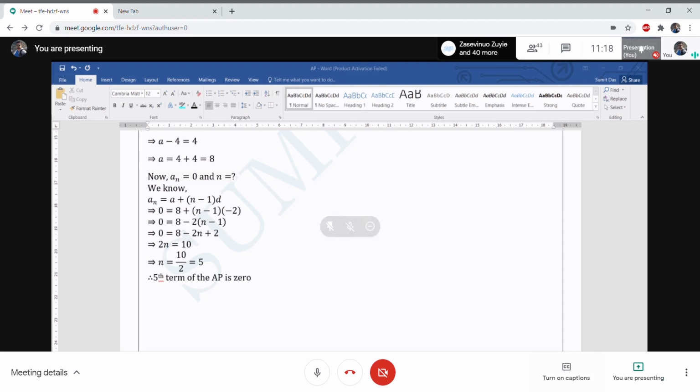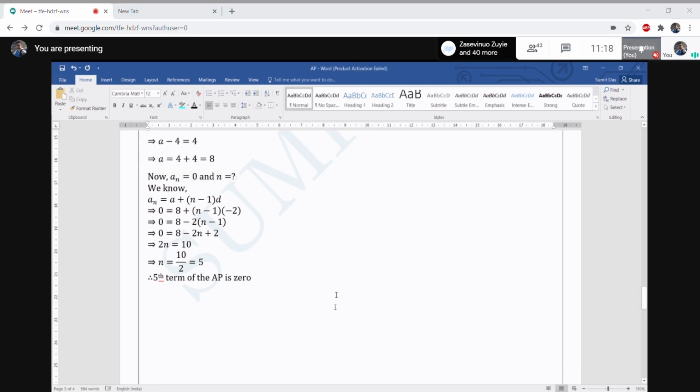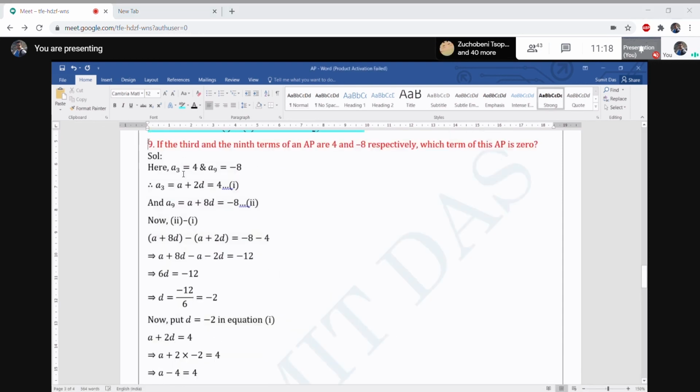Is there any doubt regarding this question? This is a tricky question, a good question. Sometimes the question asks which term will be the first negative. I don't know if you have seen this question or not, but that type of question can also come.